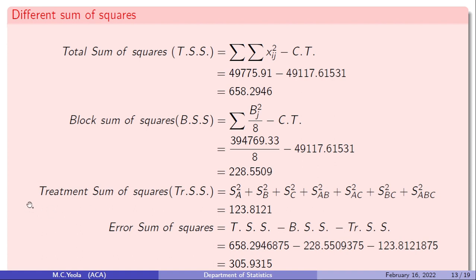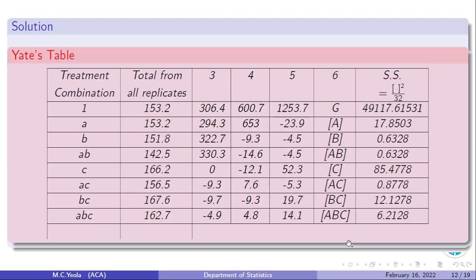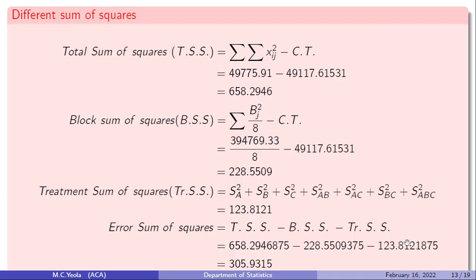Then the treatment sum of squares is the addition of all these treatment combinations' sums of squares. I'll show you in the table: the sum of these remaining 7 values is nothing but the treatment sum of squares, that is sa square plus sb square plus sab square. Then how to get the error sum of square? Error sum of square is total sum of square minus block sum of square minus treatment sum of square. So subtract, and we'll get this as the error sum of square.